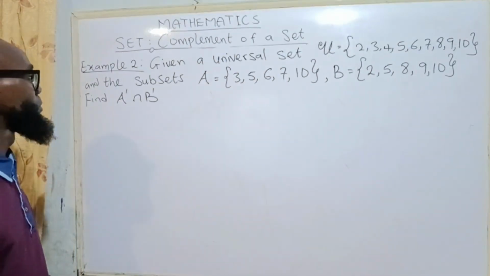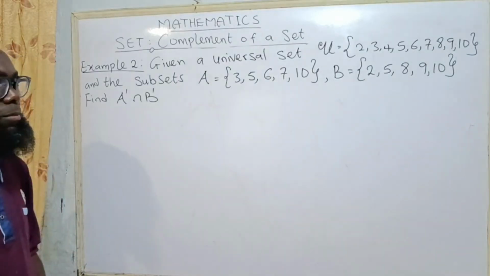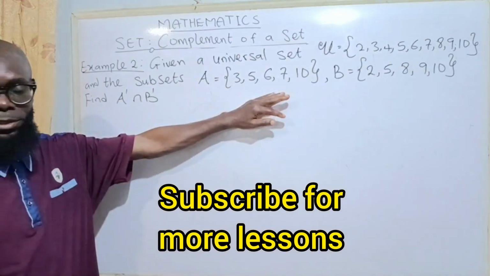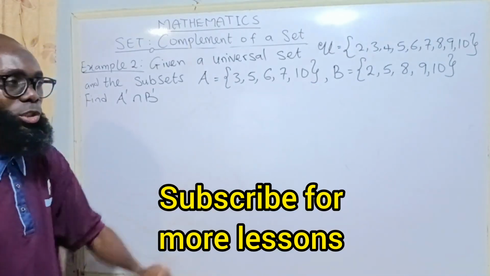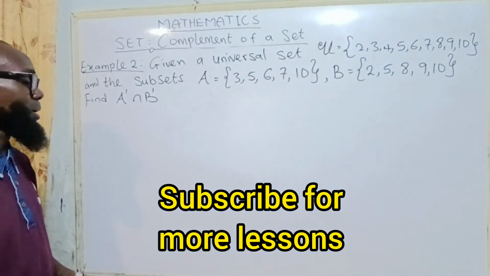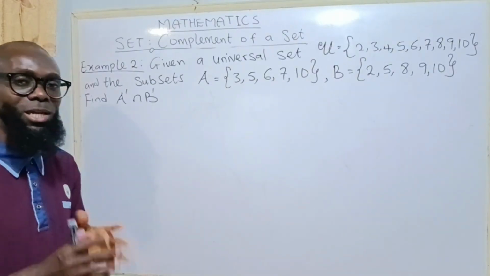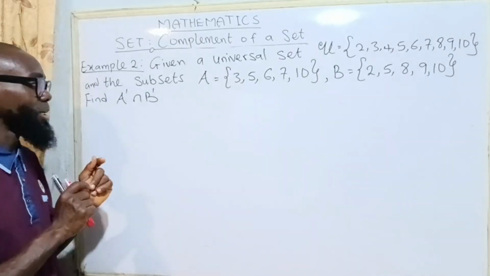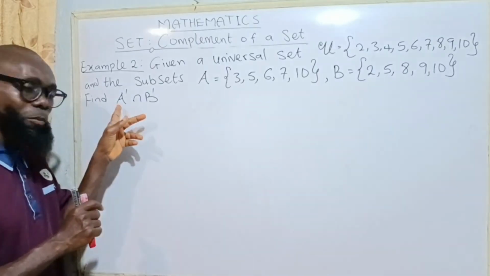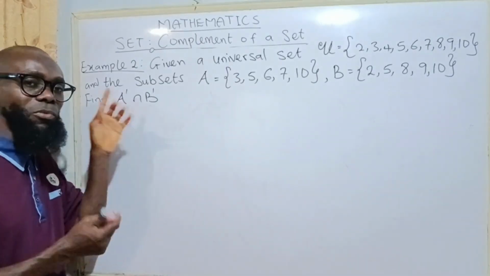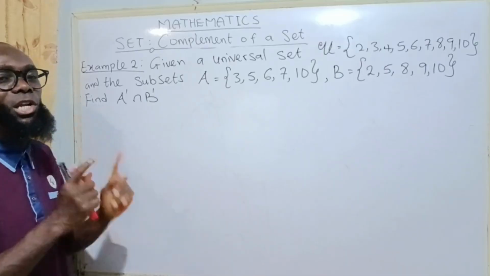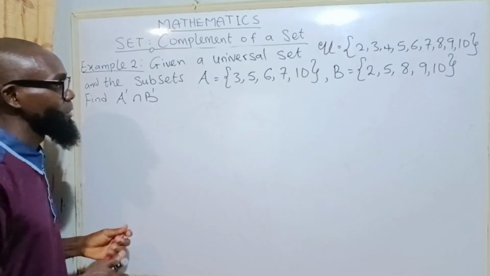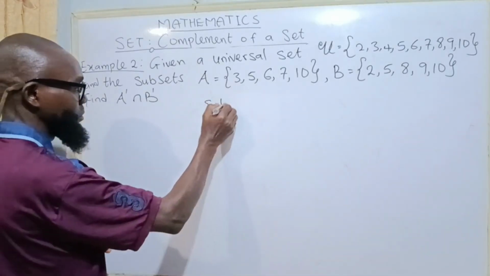Example 2. Given a universal set, this, and the subset A equals all this, B equals this. Find A complement intersection B complement. Please, you have to be very calm in solving this. You need to find the A complement first, and the B complement first, before looking for their intersection. Not by looking for the intersection and then finding their complement. You won't get the same answer. Okay, let's look at this.